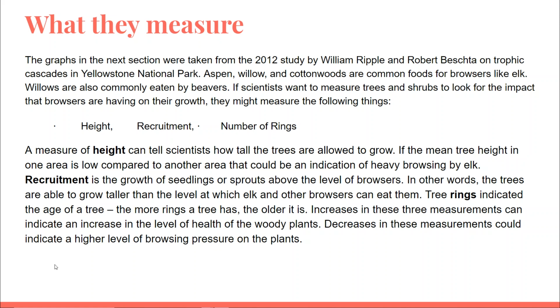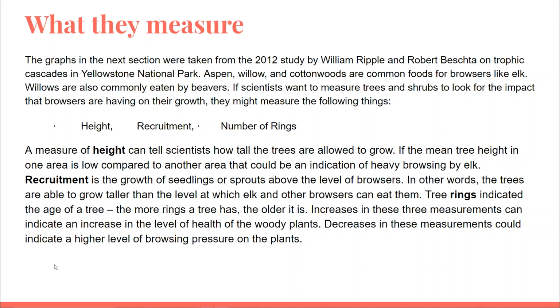They looked at tree height, which is a measurement of how tall the tree can grow. They took a look at something called tree recruitment, and recruitment is the growth of seedlings or sprouts, so younger trees, that are able to grow above the height of the browser. In other words, the tree is able to grow taller than the level at which an elk or beaver or other browsers can eat them. Finally, they looked at tree rings, which help to indicate the age of a tree. The more rings that a tree has, the older it is.